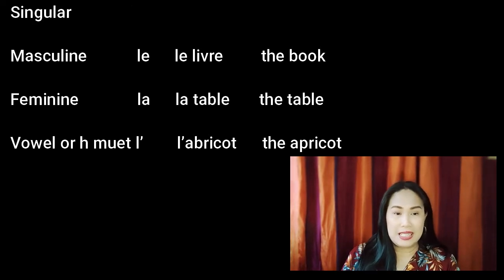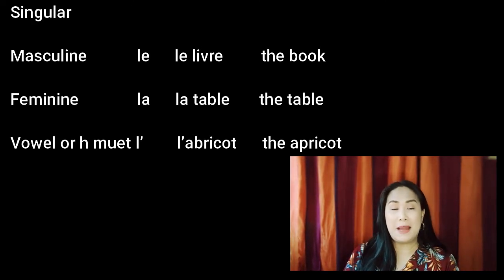So to give you an example, for the masculine we have le livre, or the book. For the feminine, we have la table, or the table. For the vowel or silent H, we have l'abricot, okay? And that is the apricot. So mga kabinibini, that is for the singular form.